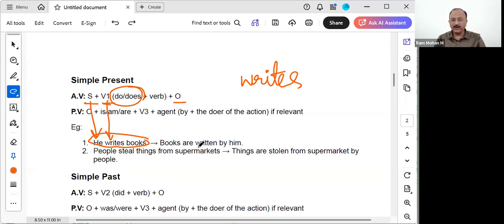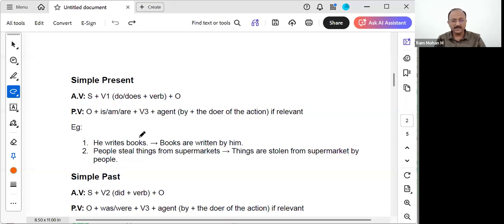Okay? So what do we do? This is followed by the object, books here. He writes books. Subject, verb, and object. What happens? The object will become the subject. Books. Suitable be form. Books is the plural form, and he writes books is in the present tense. Correct? Simple present tense.